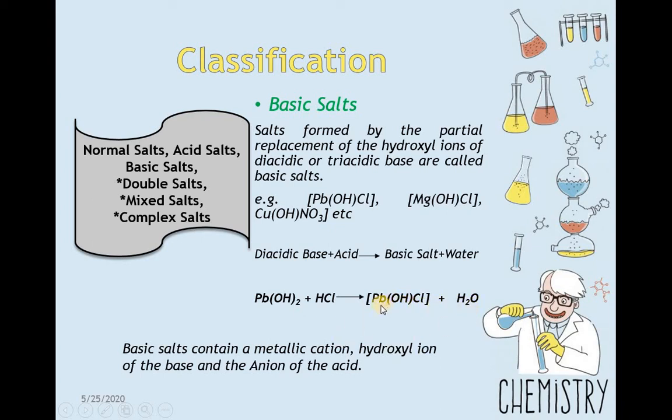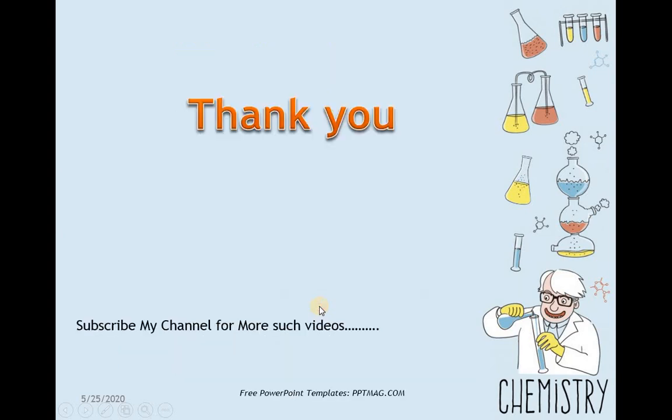Now these basic salts contain a metal or metallic cation, the hydroxyl ion of the base, and the anion of the acid. Now this hydroxyl ion has come from lead hydroxide, the metallic cation comes from the lead hydroxide, and the chloride ion comes from the acid. Thank you.